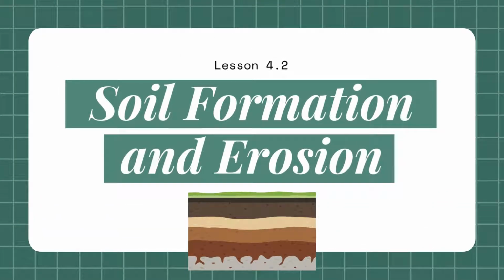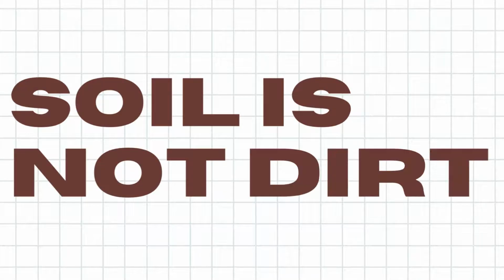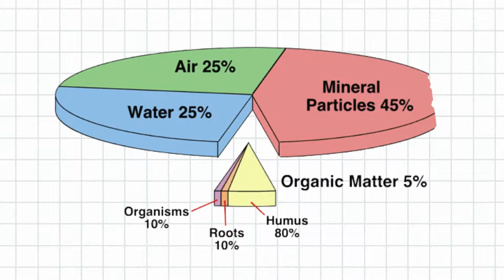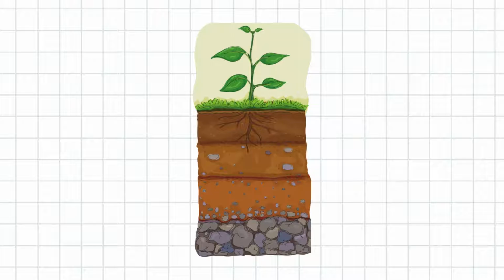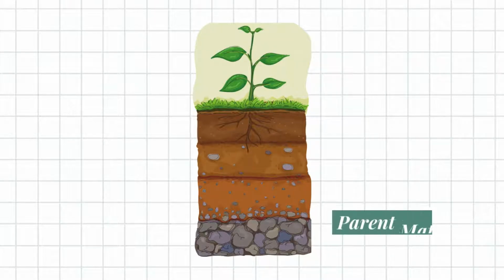Lesson 4.2, Soil Formation and Erosion. If there's one thing that you need to take away from this lesson, it is that soil is not dirt. Soil is comprised of a lot of things, such as water, organic matter, mineral particles such as sand, silt, and clay, and even air, but it is certainly not dirt. Rather, soil is the foundation of terrestrial ecosystems. It forms when a parent material, like rock, is weathered, transported, and deposited over time.